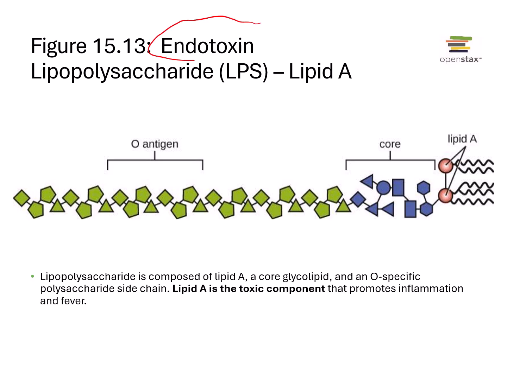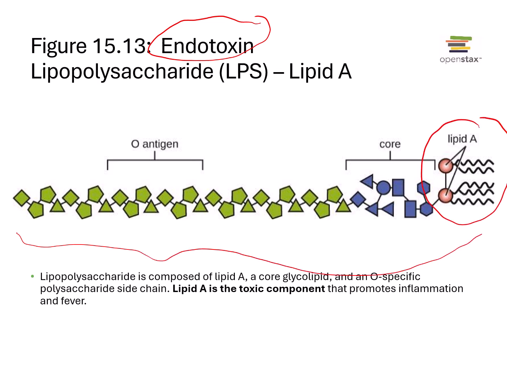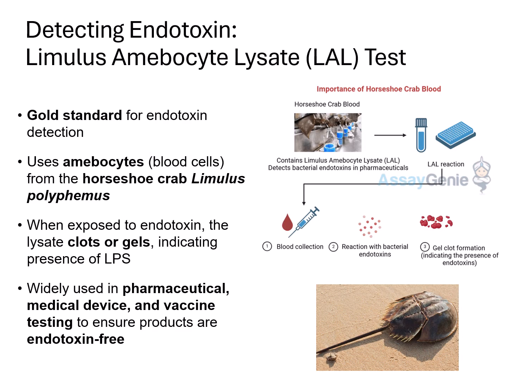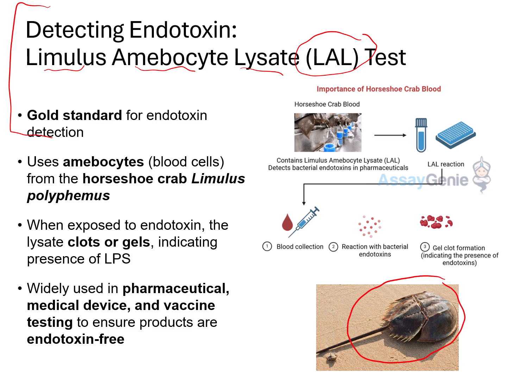Here we have the picture of endotoxin. This is that lipopolysaccharide layer with that lipid A portion being the toxic component that triggers inflammation and fever. The standard test to detect endotoxin is the Limulus amoebocyte lysate test, or LAL test, and it uses horseshoe crab blood. Horseshoe crab, this is the genus and species name.